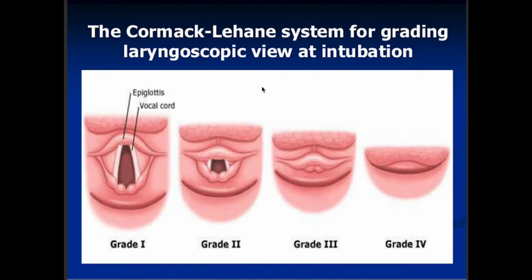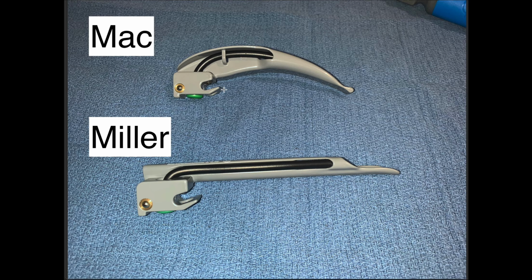So let's look at the tools that we use. Here are the 2 fundamental blades that we use, the Mac and the Miller. There are other types of blades, and again, this is not intended to be an exhaustive review of the pros and cons of each, but suffice it to say we use 2 different types. We have a Mac blade, which is curved, and we have the Miller blade, which is straight.